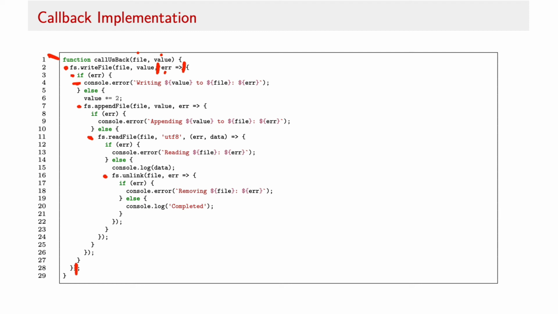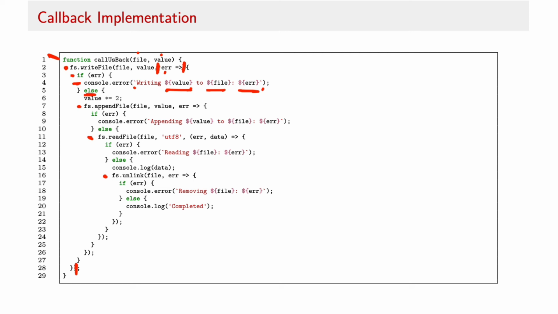So console.error, writing value to file resulted in this error. Notice again, I'm using the back-quoted template literal here so that I can simplify the construction of that message. And every place where I want to include a particular value from an expression, I use the dollar sign, curly brace, and close curly brace. So if this write fails, we're going to just print that error message, and then the rest of the function body will be skipped because it's all in an else clause. Okay. That's the first step in the asynchronous chain of operations that we're going to do here.